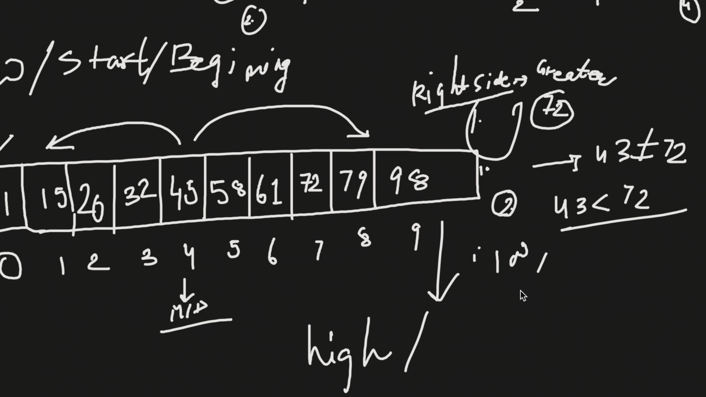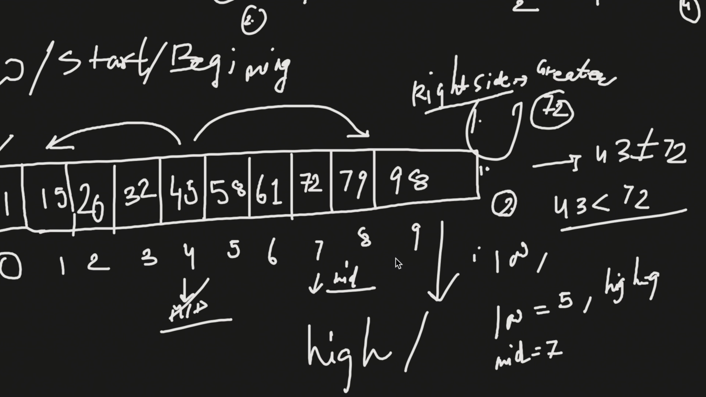So now low would be mid plus 1, and mid is 4. So 4 plus 1, low would be 5 now. High is as usual 9, and mid is also going to change. So 5 plus 9 equal to 14, and 14 divided by 2 is 7. So now mid is 7.